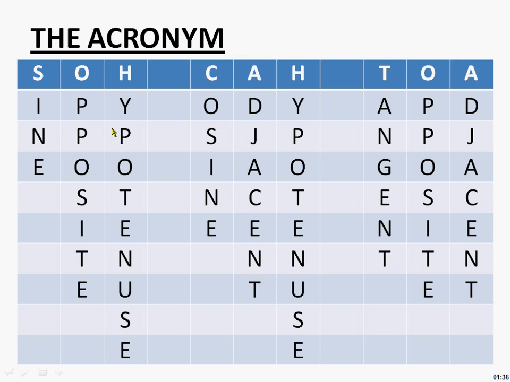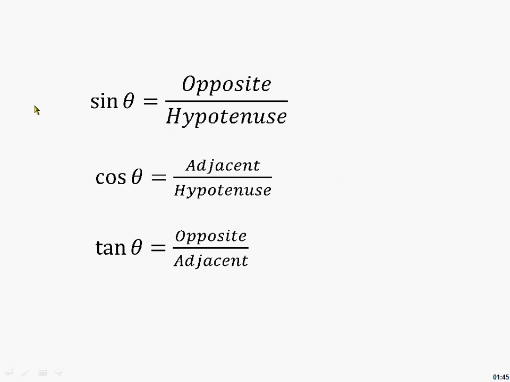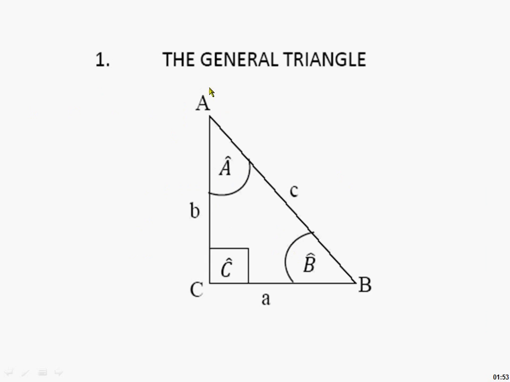Sine opposite over hypotenuse, cosine adjacent over hypotenuse, and tangent or tan opposite over adjacent. Sine theta opposite over hypotenuse, cosine theta adjacent over hypotenuse, tan theta opposite over adjacent.